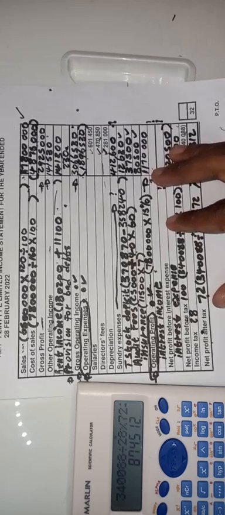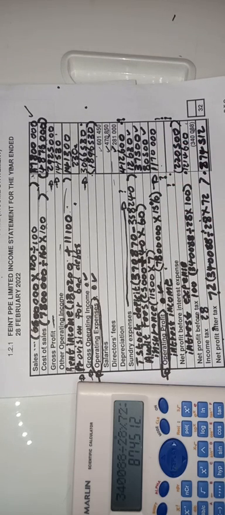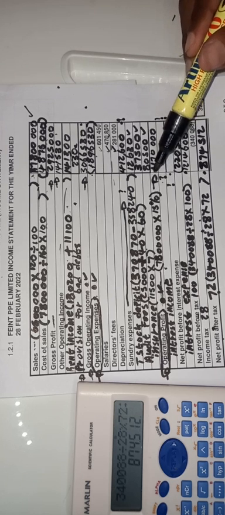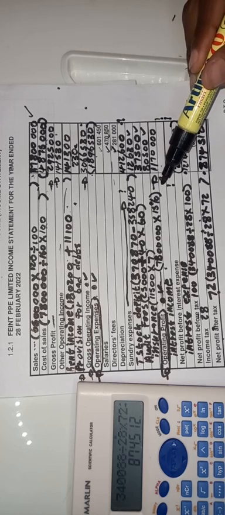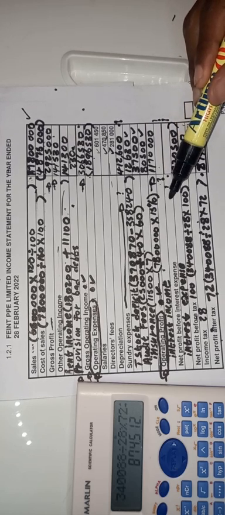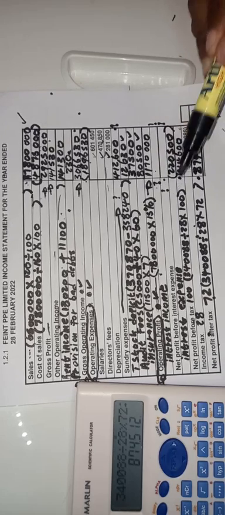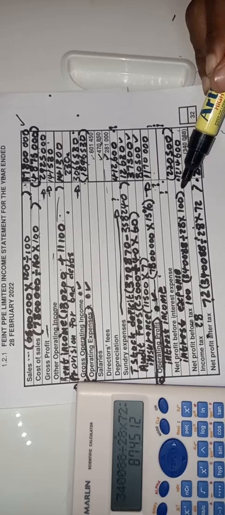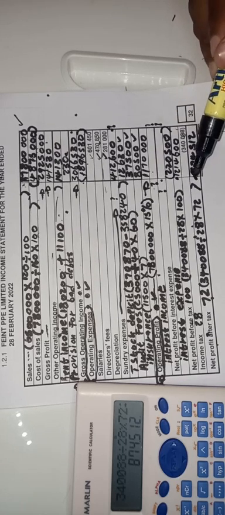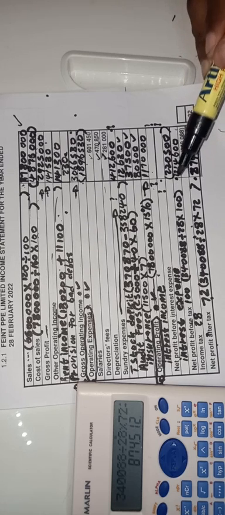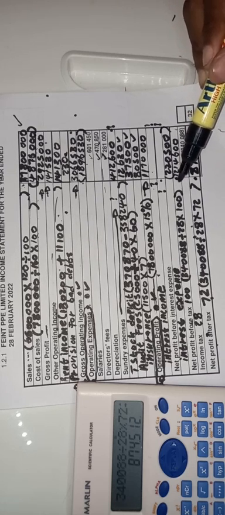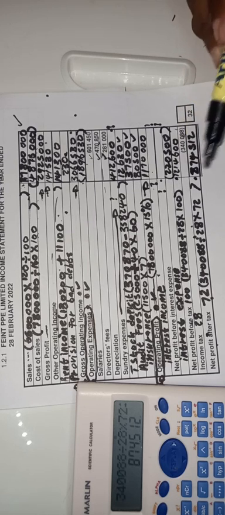The only thing we're left with now is what? Interest income and net profit before interest expense. We have to go up. Remember, when we say operating profit plus interest income, we get profit before interest expense. Now, when we say profit before interest expense minus interest expense, we get net profit before tax. So now we have to go up. We say net profit before tax minus what is this? The interest expense.